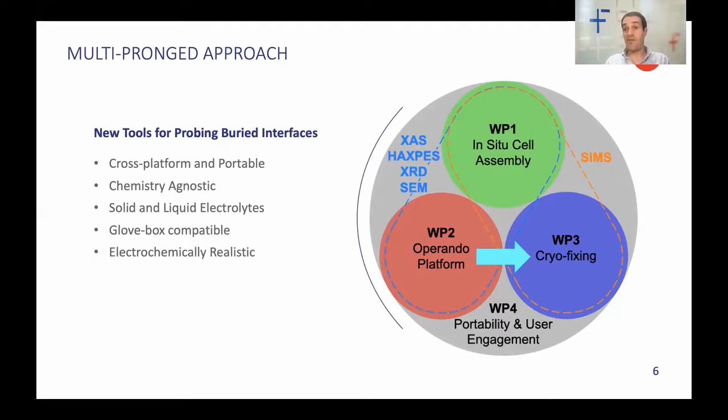And finally, and most importantly, these need to be electrochemically realistic. We want to understand what's going on in a real battery rather than coming up with some idealized system that isn't very representative of that. And so we take a multi-pronged approach to do this. I'm going to talk you through in the next slide how we use an in situ approach, and we distinguish an operando approach, and finally a cryo-fixing approach in order to look at these buried interfaces.